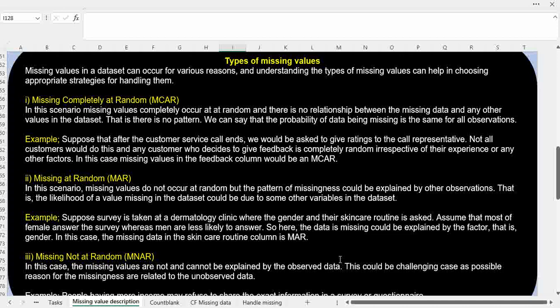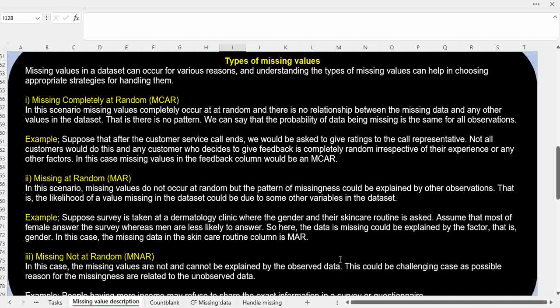Missing completely at random is where missing values occur just by chance, and there is no relationship between the missing data and any other value in the dataset, or even any value outside of our dataset. So missing is completely at random. We can say that the probability of data missing is the same for all observations. Let's take a look at an example.